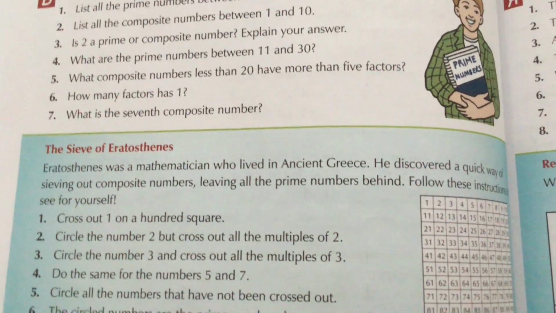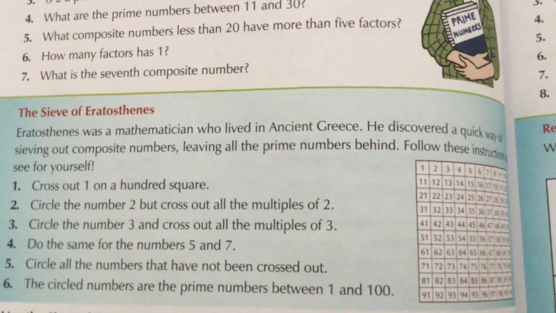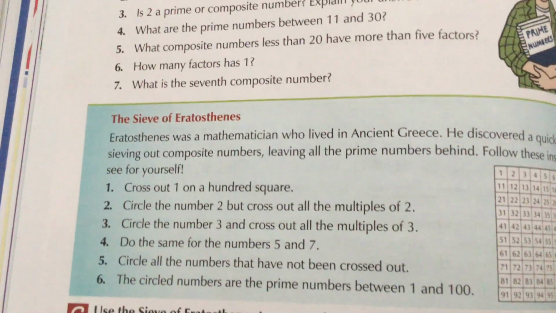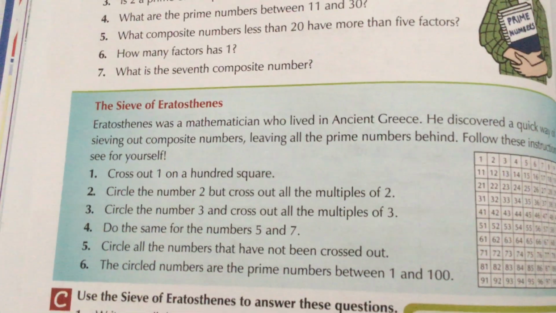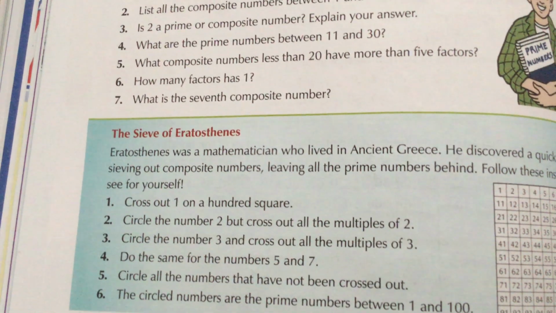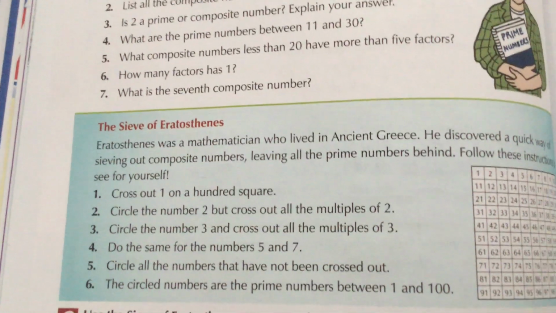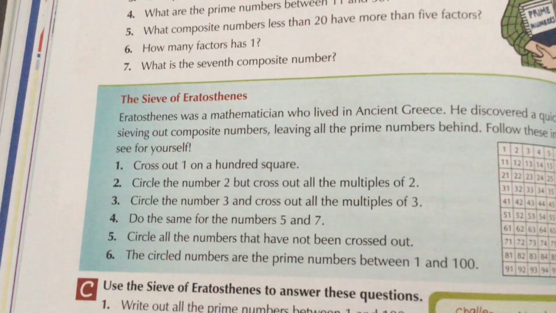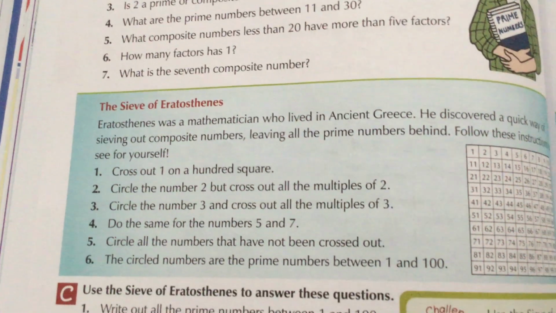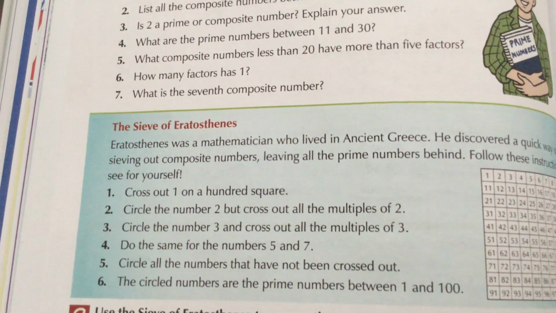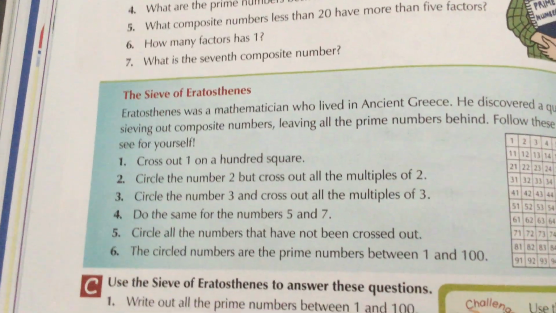So this is how you're to do it, guys. You can print out a 100 square and follow the following instructions and see for yourself. So follow these instructions to a T. Cross out 1, then circle the number 2, but cross out all the multiples of 2. So 4, 6, etc. Then circle 3 and cross out all the multiples of 3 all the way up to 100. Then do the same for the numbers 5 and 7. Then circle every other number that hasn't been crossed out.